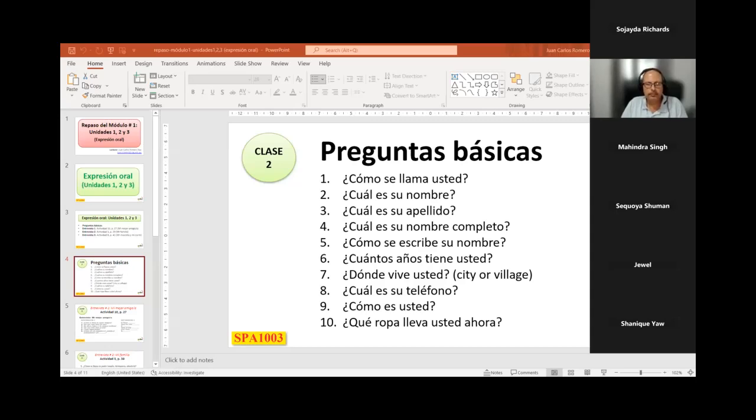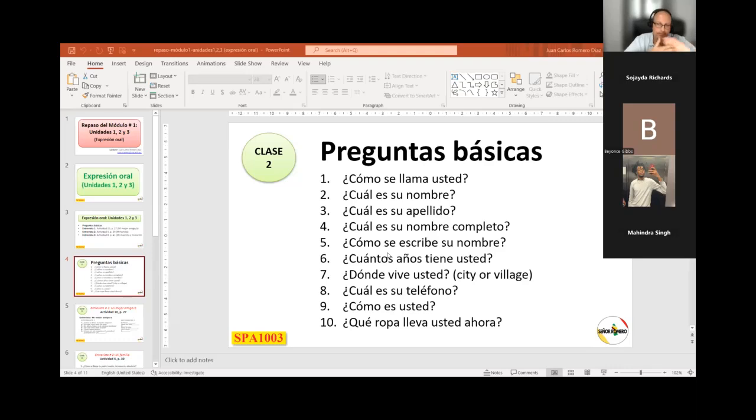I had said, llevo una azul camiseta. Llevo una camiseta azul. Right. The noun first and the describing word after. Llevo una camiseta azul. Muy bien, muy bien. Otra persona. ¿Qué ropa lleva usted? Llevo un vestido negro. Nice. Llevo un vestido negro. I'm wearing a black dress.